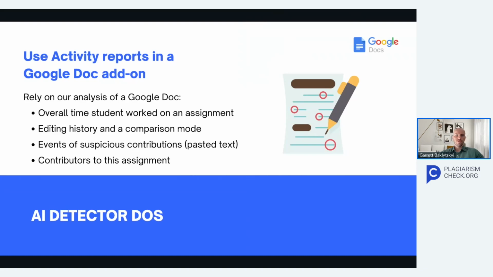For example, if you see that some significant part of text was inserted in one revision, you can see how this text looks like in a final version of a document, because sometimes students can just paste some text and then completely rewrite it. In other cases, students can paste this text and leave it in a final version. So it is questionable where this text is coming from.